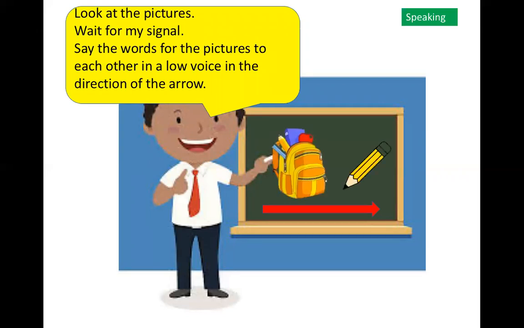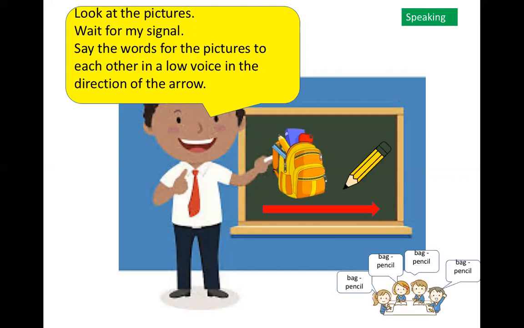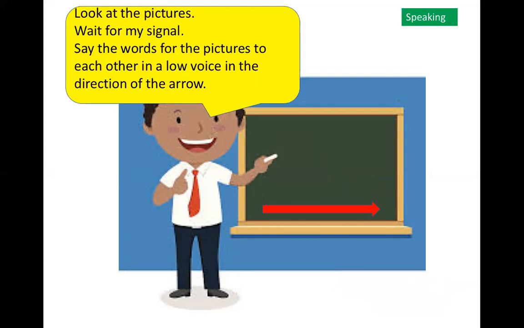You put 2 pictures, don't allow them to speak when they see the first picture. Then the second picture, then you give a signal, and the kids will say, bag, pencil. So part of this is, first of all, you need to say 2 words, which raises the level of the challenge. And second, what is really, really important is we're looking at left to right in English. So let's try it again.